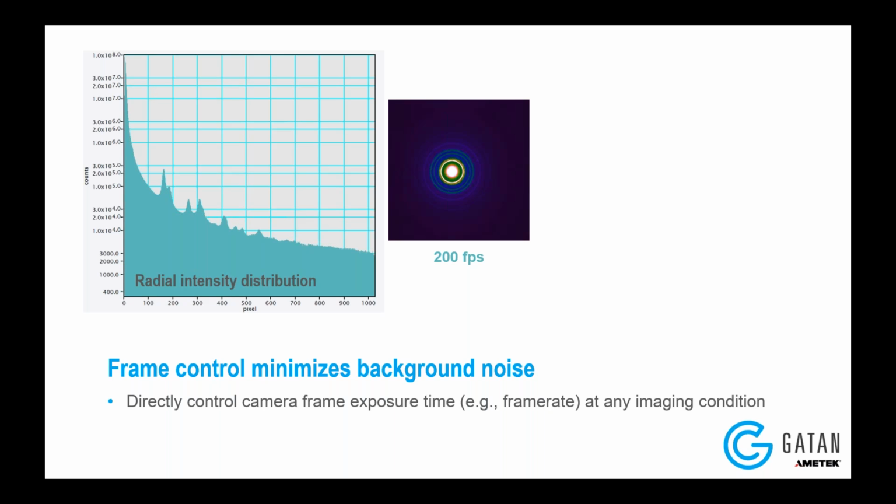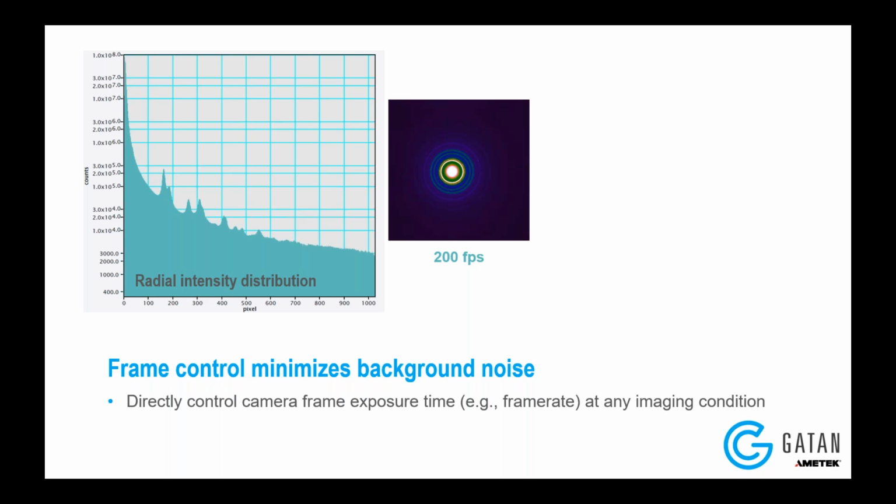And if we look at the radial intensity distribution on the left of this diffraction pattern, clearly you can see a lot of rings, and you can see that way out in the image, there is a significant amount of counts that come from having this sort of background noise that's integrated into the image.